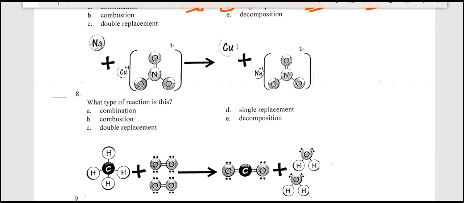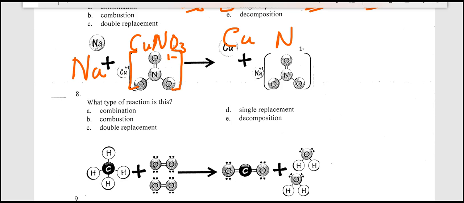Same thing here. Let's go ahead and write this out. We have sodium, and here we have copper nitrate. See, this is actually a bracket showing that we're talking about a polyatomic anion. That's a -1 here, and the copper is a +1. And on this side we have copper and we have sodium nitrate. So you can see we have a single and a couple and a new single and a new couple, so this is also called single replacement, D.